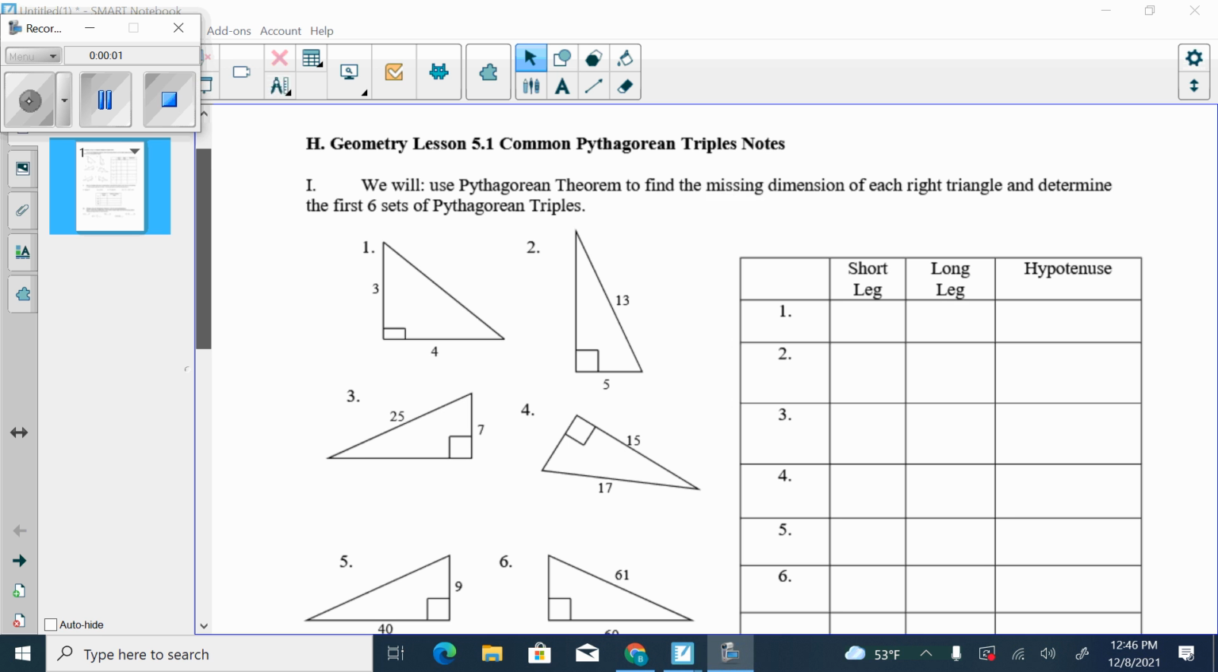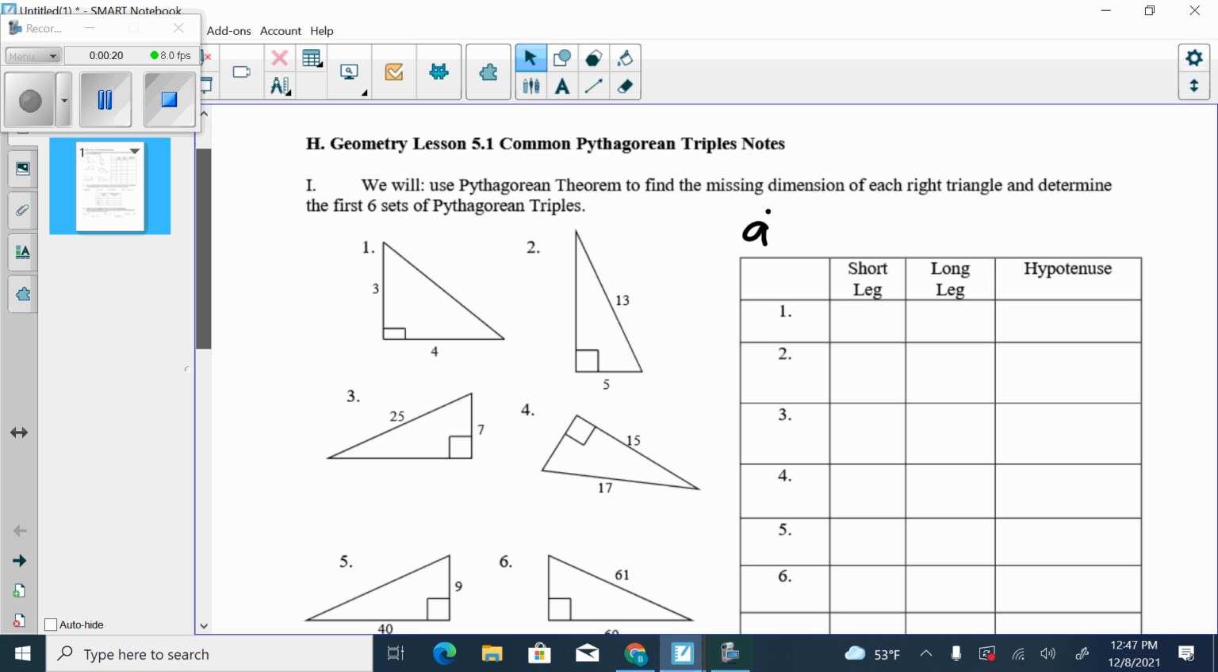You guys learned about Pythagorean theorem in a previous class, right? It's a way you can find missing sides in a right triangle. Right? That's what this says, that you can use Pythagorean theorem to find missing dimensions for your right triangles. Anybody remember what the formula for it is?